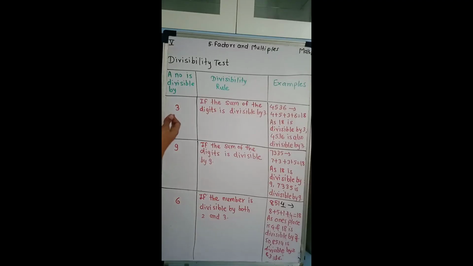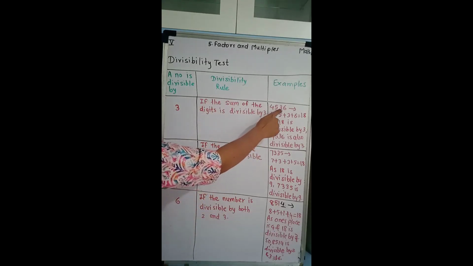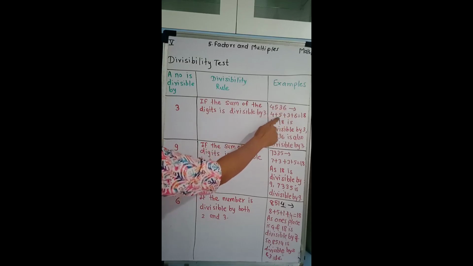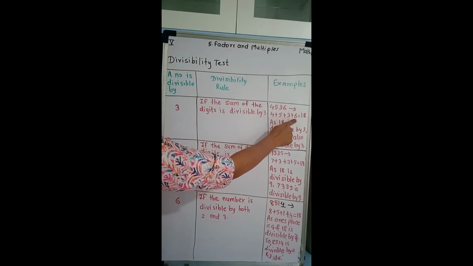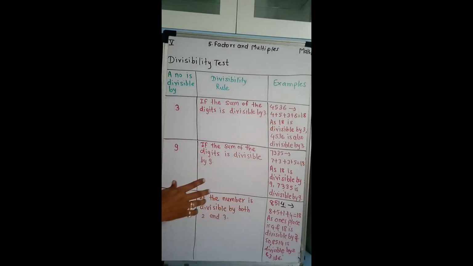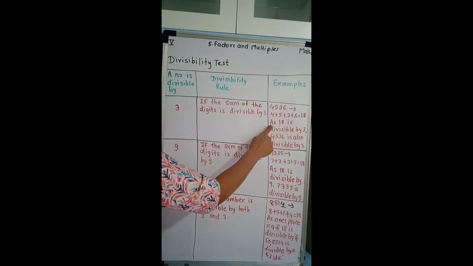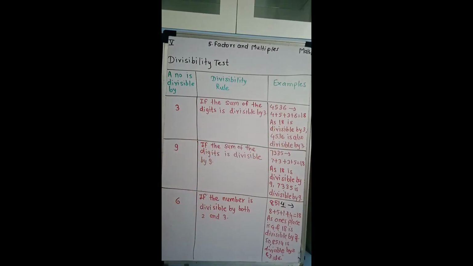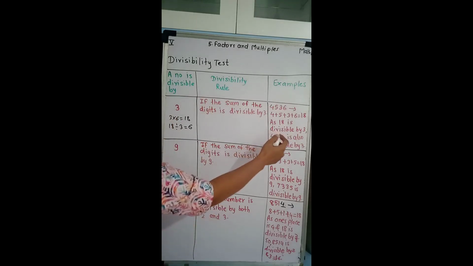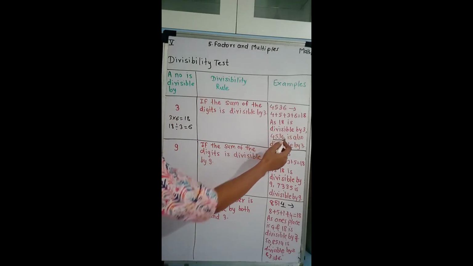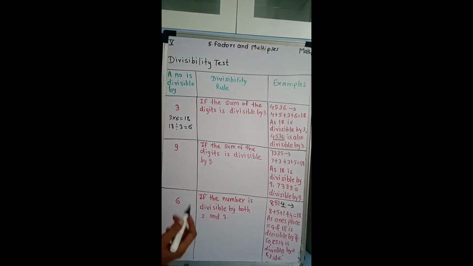A number is divisible by 3 if the sum of its digits is divisible by 3. Let's have one example, 4536. Let's add these digits: 4 plus 5 plus 3 plus 6. We need to add all the digits of the given number. So it equals 18. As 18 is divisible by 3, since 3 sixes are 18, or 18 divided by 3 is 6, the number 4536 is also divisible by 3.